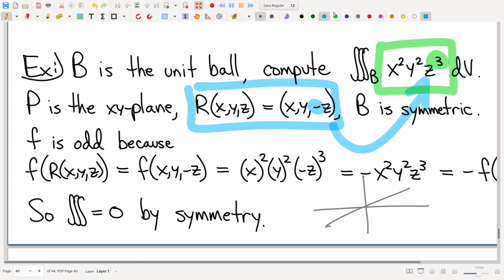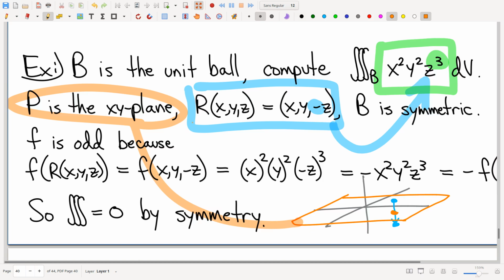And if my reflection looks like this, well, then I am reflecting through the xy plane. Right? So if (x, y, z) keeps the same x and y, and the z just goes to the negative of what it had been, this is what my reflection looks like, and therefore the xy plane is my plane. And thus that.